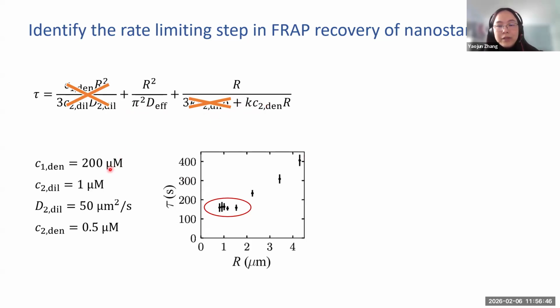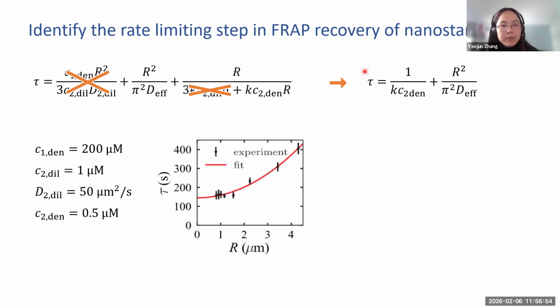And we further used the experimentally measured parameters to find that this term is also very small. So in the end, it leads to the recovery time as a constant plus a term proportional to R squared. Okay, so let's talk about the physical origin of this constant. It turns out that it is the detachment timescale, or the lifetime of a molecule in the cross-linked network.